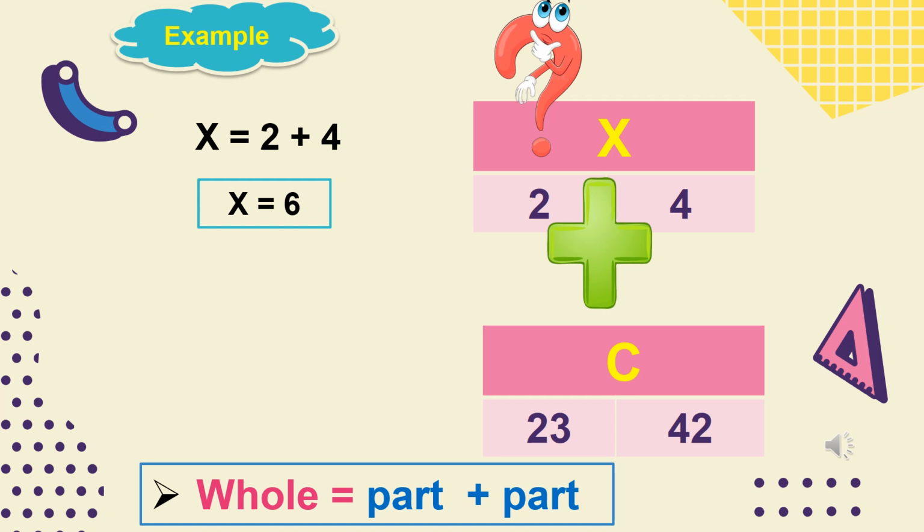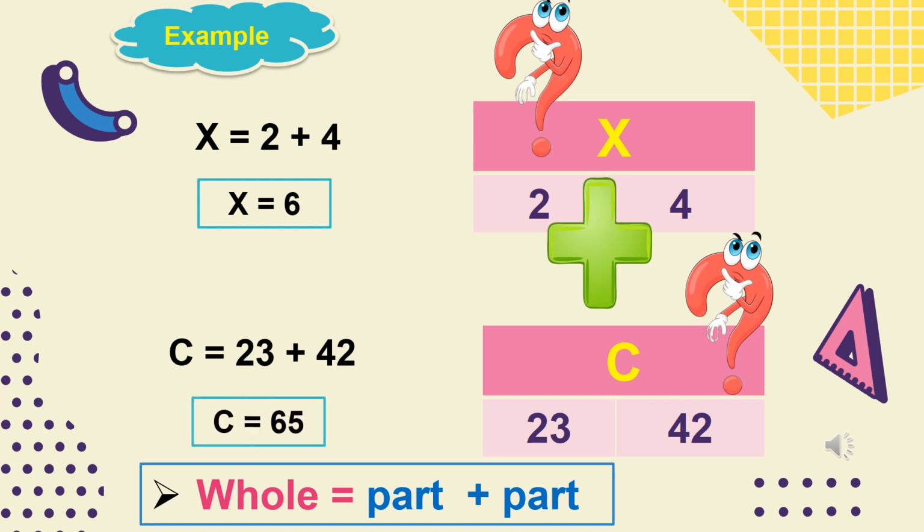Second one, c is in the position of the whole. So we need to get the value of the whole. First part 23, second part is 42. So our rule, whole equals part plus part. So we need to add 23 plus 42, ones with ones, tens with tens. So the value of c equals 65.